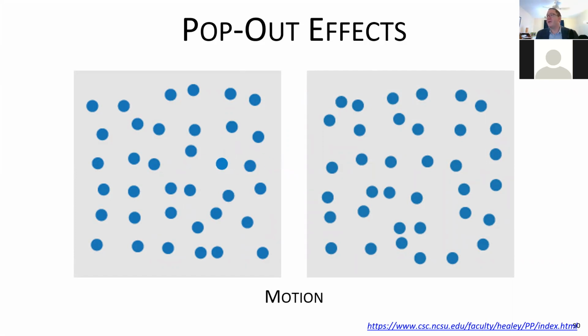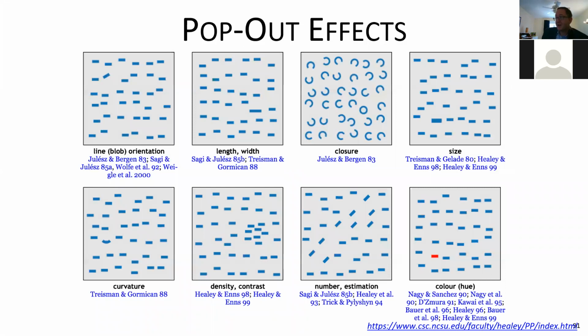All right, so we have the pop-out effect. We got a bunch of other ones, right? So we have hue, we have number estimation, we have density and contrast. There's a dense area, right? Curvature, there's one thing curved here. We have closure, whether something is closed. We have some, there it is. Boom. We have size or width in this case. We have length, which is orientation. We have length, this one right here. You're way faster at finding those things than you would if you had to manually scan through this.